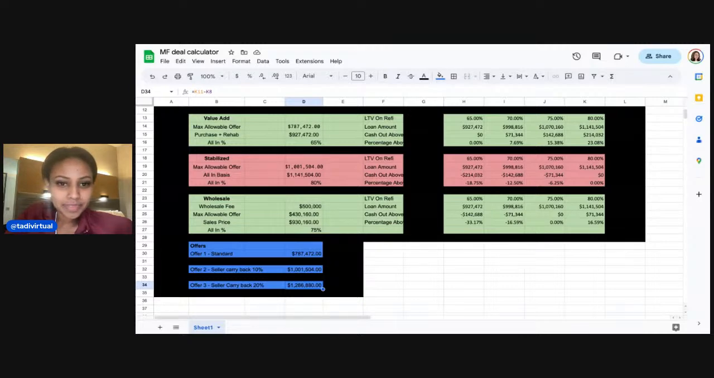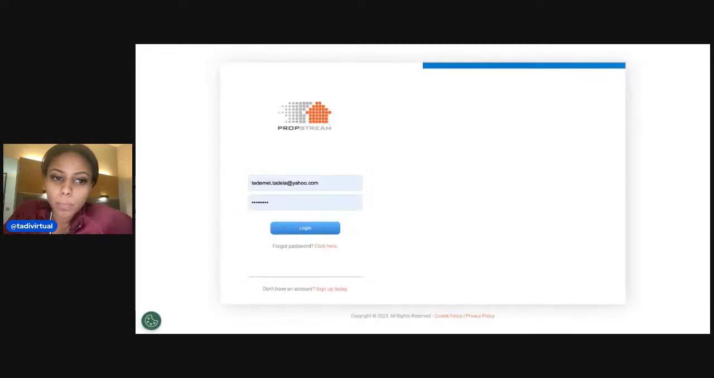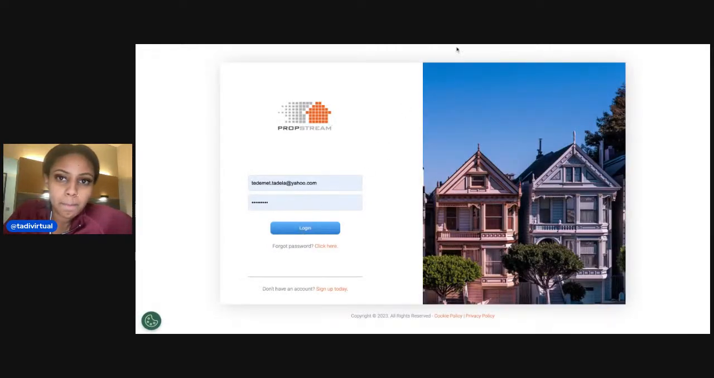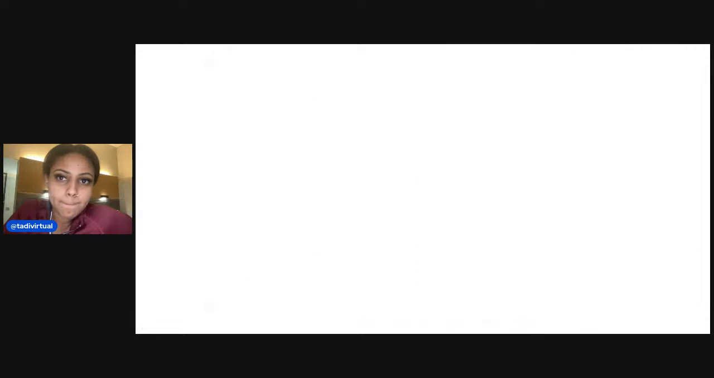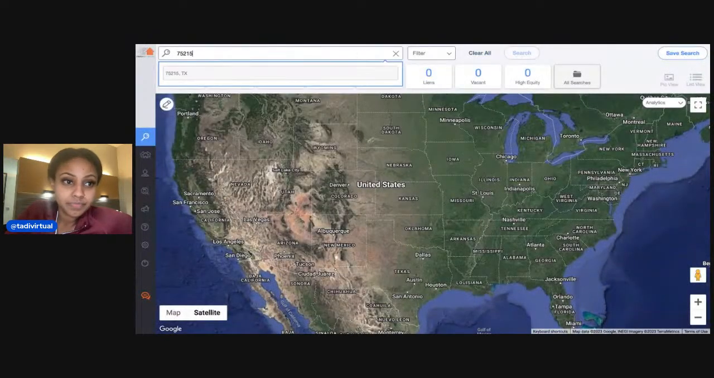I know everybody on here has hella integrity. But we're in Dallas, Texas, and this is the zip code. And I'm gonna share my screen. So we're gonna go from this multifamily spreadsheet to my favorite thing, PropStream. And I'm gonna look in this zip code, and I'm gonna look at recently built properties.